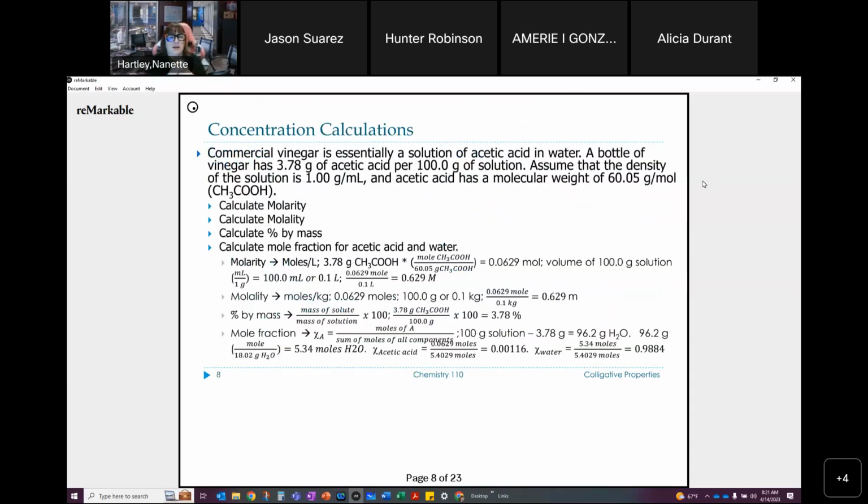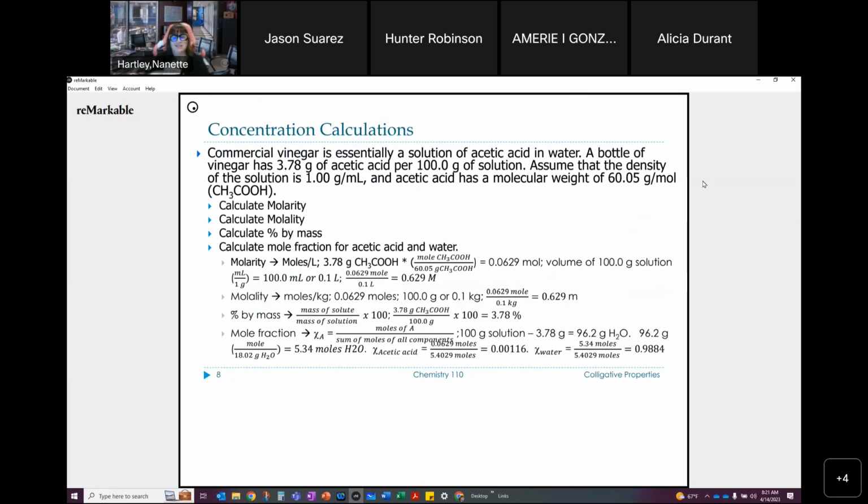So concentration calculations. We're going to do a couple of them here. Commercial vinegar is essentially a solution of acetic acid and water. A bottle of vinegar has 3.78 grams of acetic acid per 100 grams of solution. Assume that the density of the solution is 1 gram per milliliter, which it is because it's fairly low in terms of the solute. And acetic acid has a molecular weight of 60.05 grams per mole. Acetic acid is CH3COOH, so it is 60.05 grams per mole. I want to calculate molality, percent by mass, and my mole fraction.